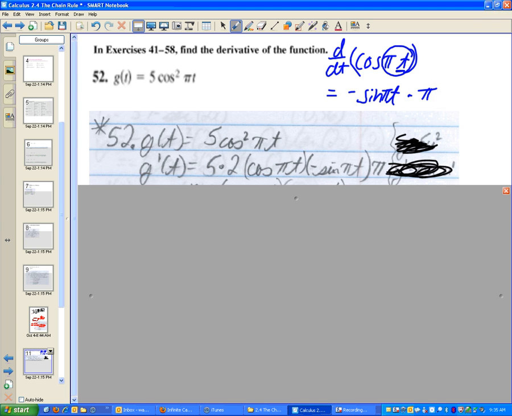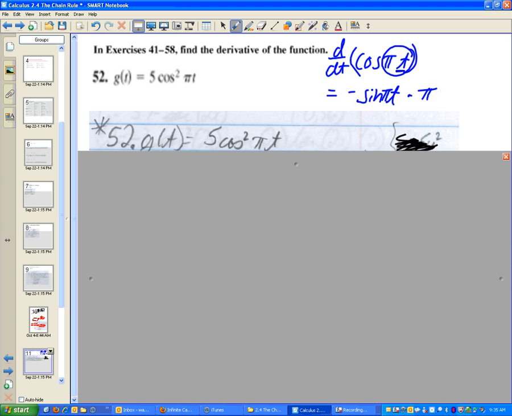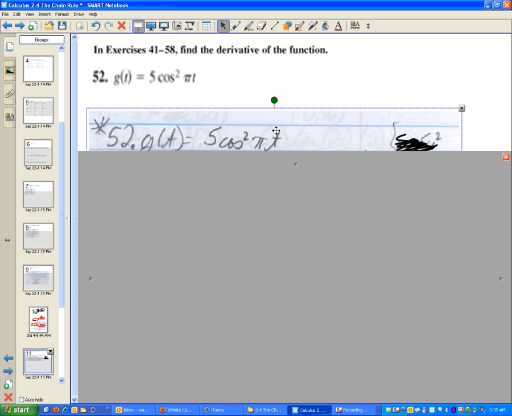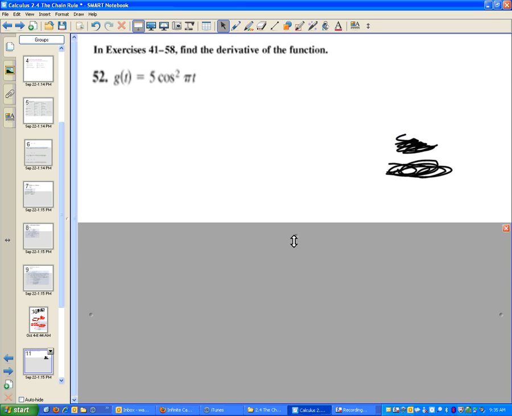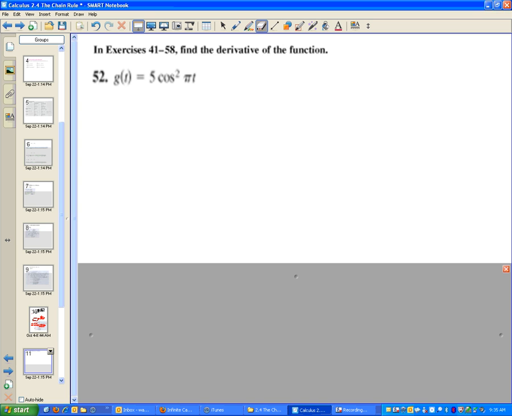Why do you have cosine pi t times negative sine pi t? It was your idea. You have to understand your own idea. All right, so look, I'll just get rid of all that. You need to be able to do this mentally. You know what the cosine notation means. Yeah, I can do that.